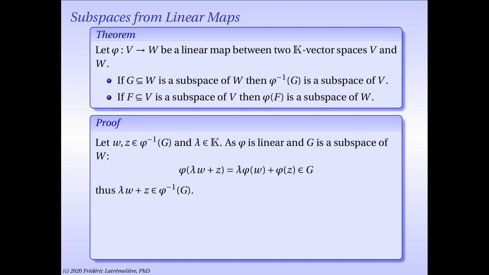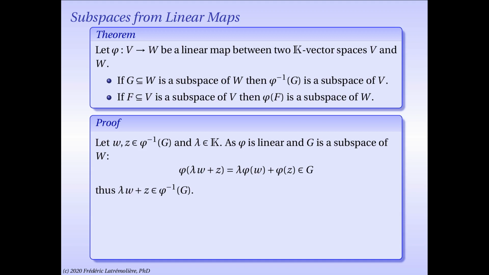Let's prove this theorem. I'm going to start with the first bullet point here. So I take two vectors in the preimage of G, where G is some subspace of W, and I take an arbitrary scalar lambda. I want to prove that lambda W plus Z is still in the preimage of G by phi. That is my characterization. That, and of course, the fact the preimage should not be empty. But to prove that lambda W plus Z is indeed in the preimage of G by phi means that if I apply phi to lambda W plus Z, I should get an element of G. That's what being in the preimage means.